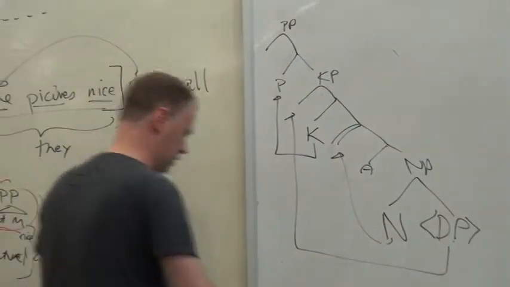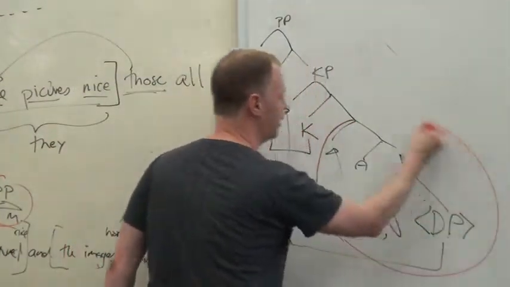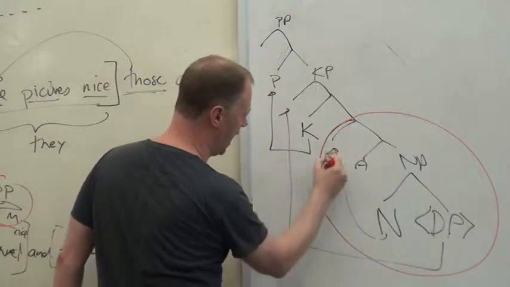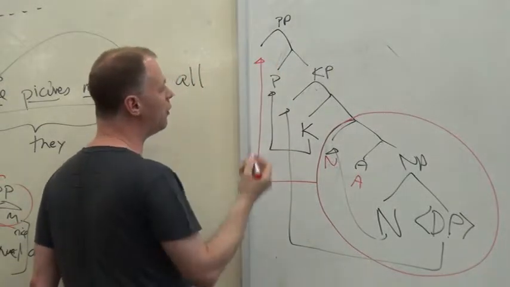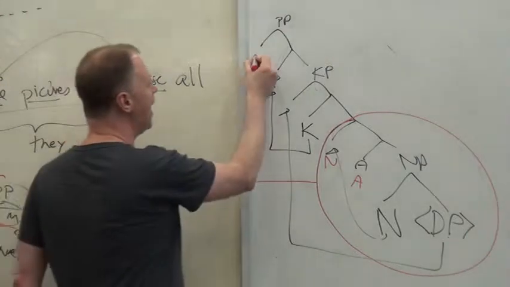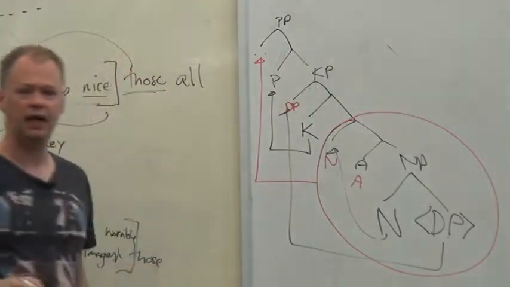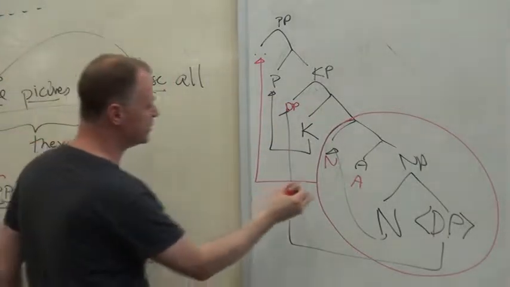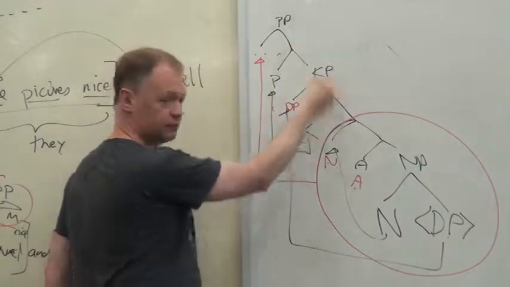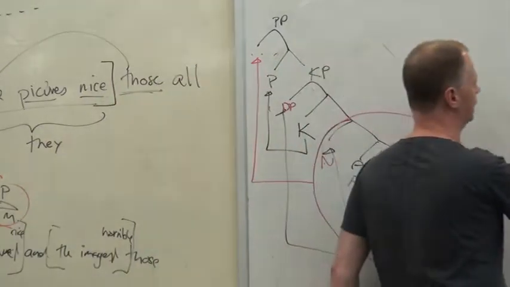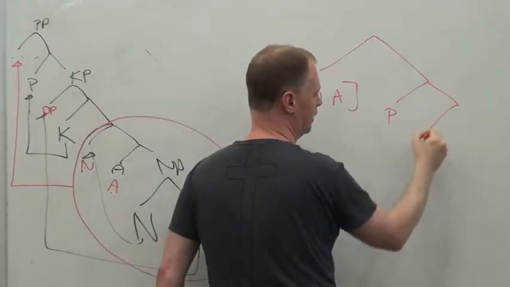I'll use a different color. You guys are kind of familiar with this kind of analysis, I guess. You raise this remnant here, which now just consists of N A, and you put it in the specifier of the PP. So now what we get in terms of pronunciation is N A, then the PP. And in terms of constituency, that means we've got N and A together, to the exclusion of the PP bit. So the final constituency of this will look like we've got N A as a unit, and then here we've got P, and here we've got PP.